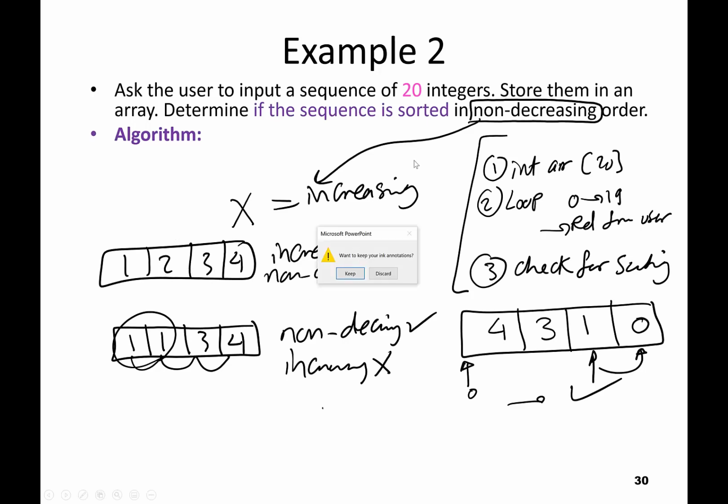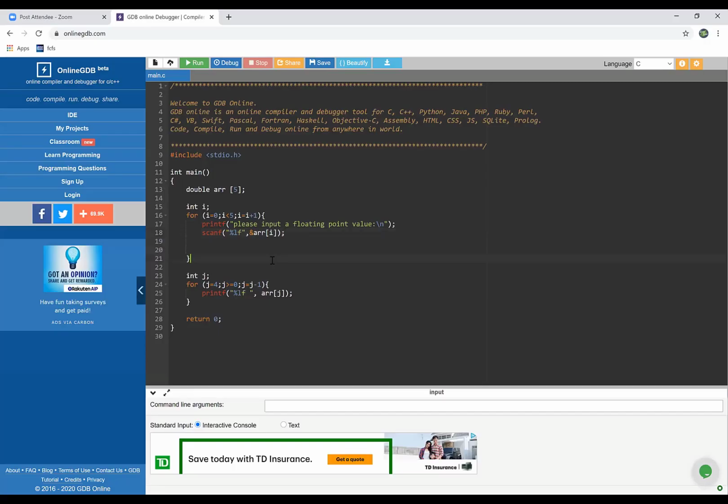So let me share my GDB. How many elements? You said 20 elements, I guess, and it's an int. So here I do this as an int array of 20 elements, and then I want to read from the user for 20. That's now fine. Input an integer value.